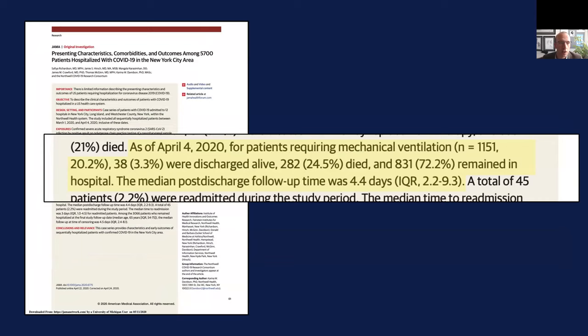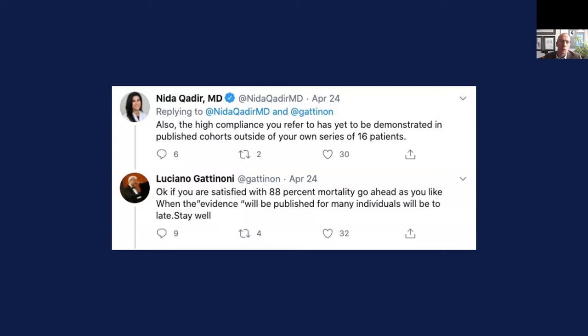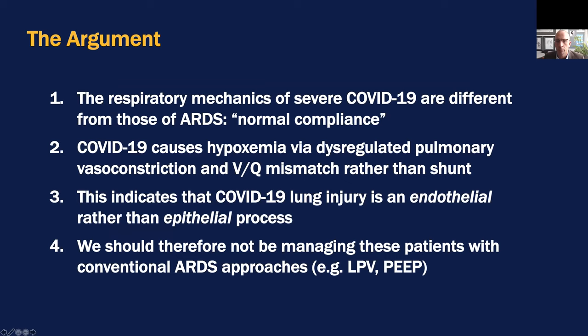It didn't stop, for instance, an exchange on Twitter. Some of you might know Nita Kadir, who's a pulm critical care doc at UCLA, who challenged Dr. Gattinoni on this compliance issue. And he said, okay, if you're satisfied with 88% mortality, go ahead as you like. When the evidence will be published for many individuals, it will be too late, stay well. Appealing back to that argument from the first third of my talk, he was saying that the fact that 88% of patients on vents with COVID die must mean that we're doing something wrong, and it's because we're treating them as if they have ARDS.